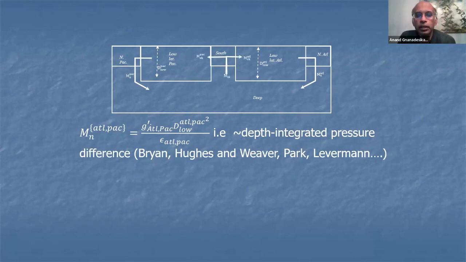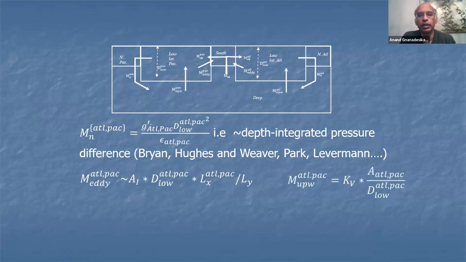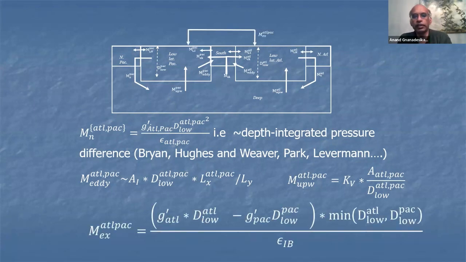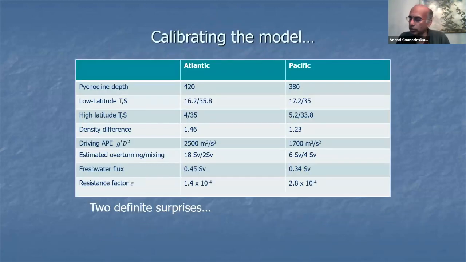We have upwelling in the Southern Ocean. We have eddy fluxes that drive water back to the south. We have upwelling in the tropics. We have mixing. We have an exchange flux between the basins that depends on the density differences in the basins. We also have some freshwater fluxes between the basins. We take this box model and try to fit it to the real world and estimate its parameters. And when we do, we learn some interesting things.